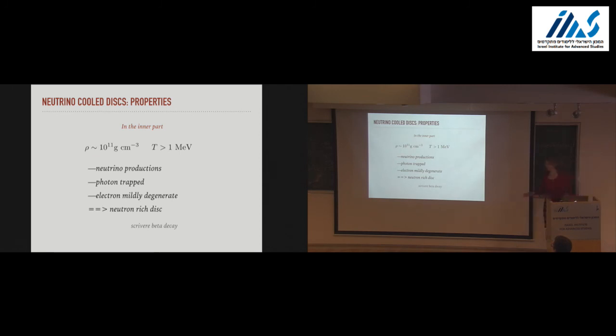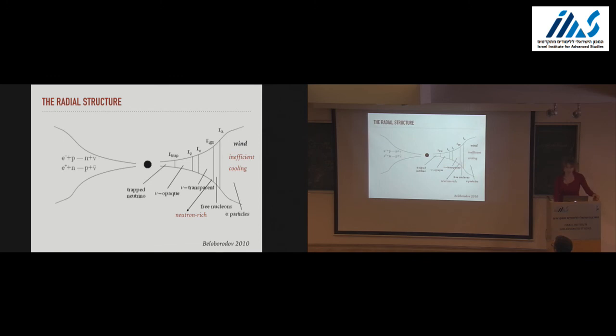Okay, so again, in the inner part, there is neutrino production, photons are trapped, electrons are mildly degenerate, and this was a note for me, which I didn't do. Okay. And it's neutron rich. The fact that it's mildly degenerate is why it is neutron rich. Okay. I told myself I needed to write the beta decay next time. And this is the radial structure. It's fascinating, so we just go through it.